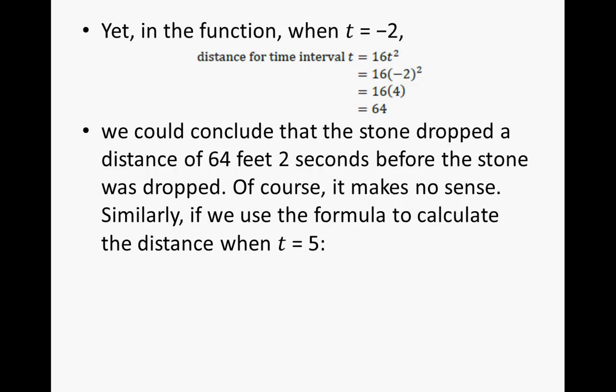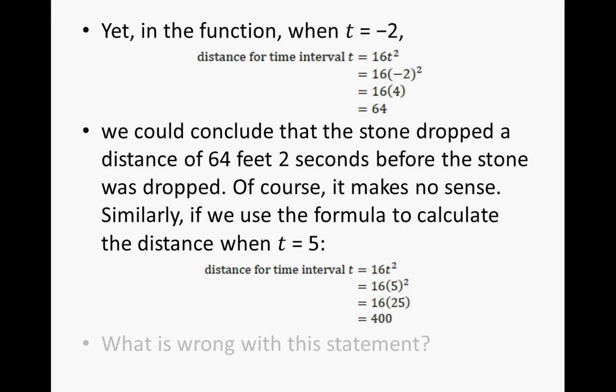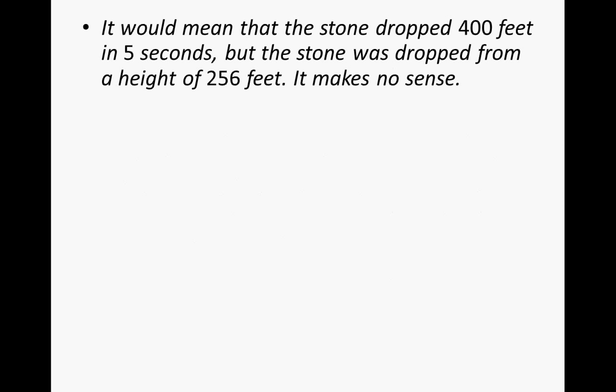So similarly, if we use a formula to calculate the distance when t is equal to 5, we would get 400 feet. So what is wrong with this statement? Well, it would mean that the stone dropped 400 feet in 5 seconds, but the stone was dropped from a height of 256 feet, so again, that makes no sense. How can you fall 400 feet when you're only 256 feet above the ground?